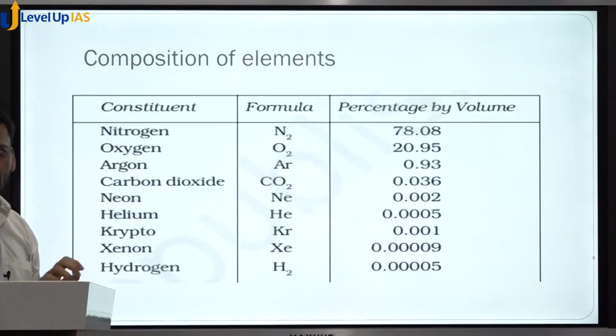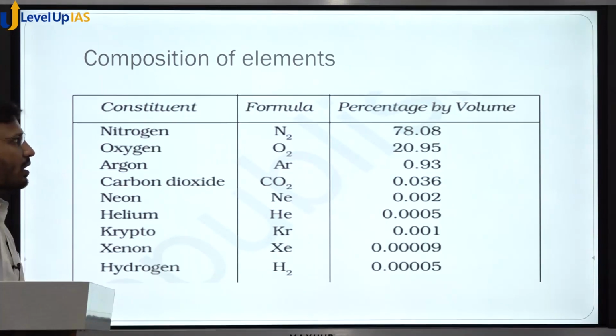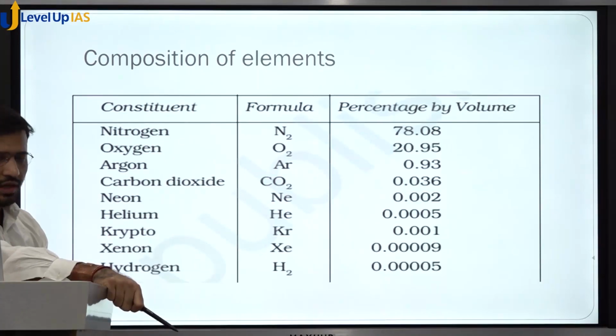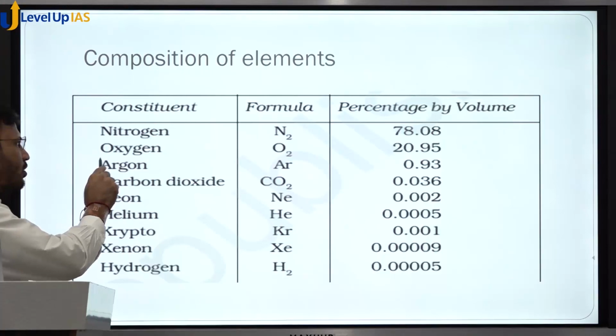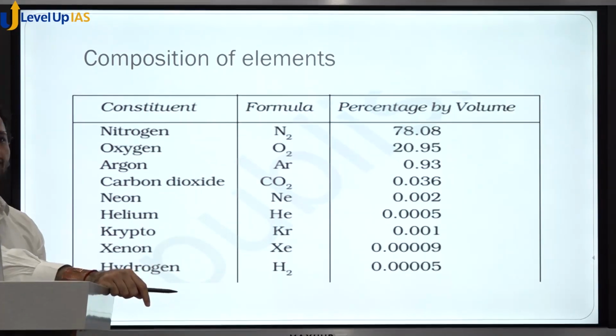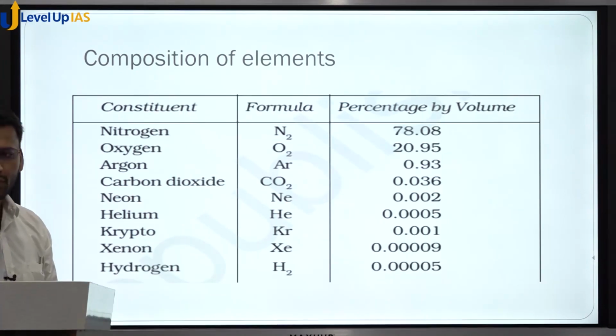Okay. Now the composition of the atmosphere is also one of the very important things. In the composition of the atmosphere, 78% is nitrogen, 21% is oxygen. After that you have argon, and after that you have carbon dioxide. So nitrogen, oxygen, argon, and then carbon dioxide. These are the four dominant gases in the atmosphere, and the lowest amount of gas is hydrogen.